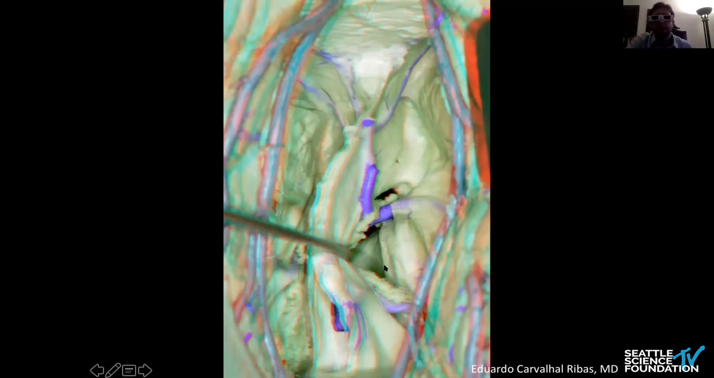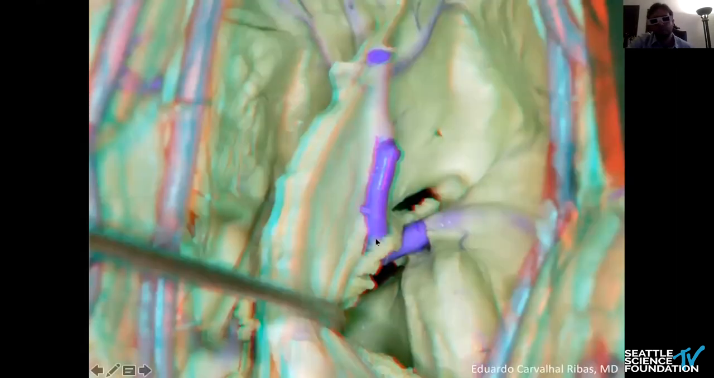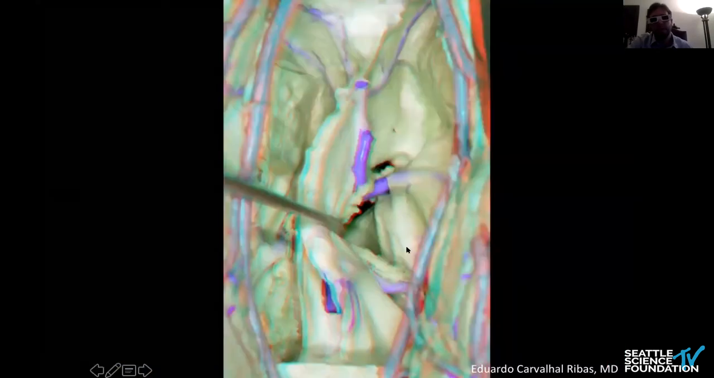So if he wants to go transchoroidal, he needs to go medial to the choroid plexus and not lateral to the choroid plexus. Okay, some other images here. If he wants to go at this point here, he will have to cut the thalamostriate vein here.